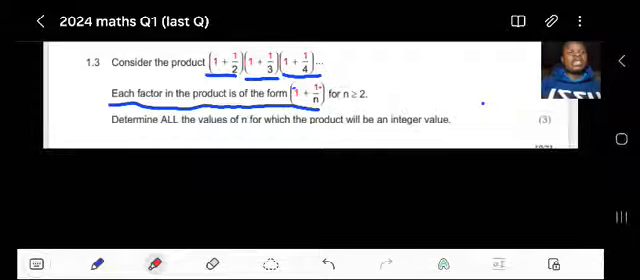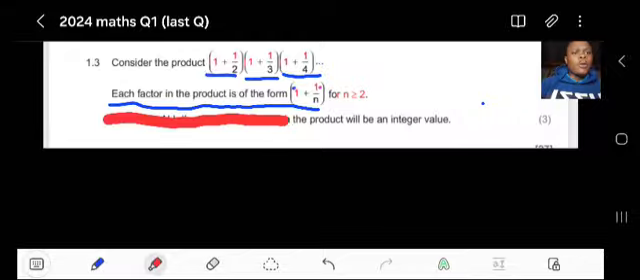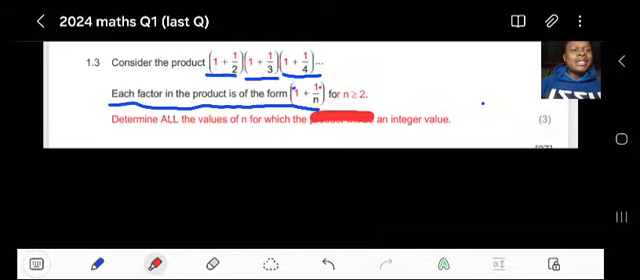Only n changes, so you must check. It is also important that n is greater than or equal to 2. We've been given the interval there. So it says determine all the values of n for which the product will be an integer. Understand your English. Determine all the values of n for which the product will be an integer.